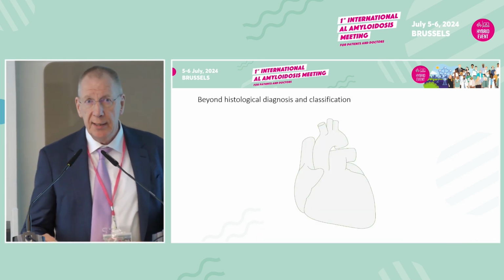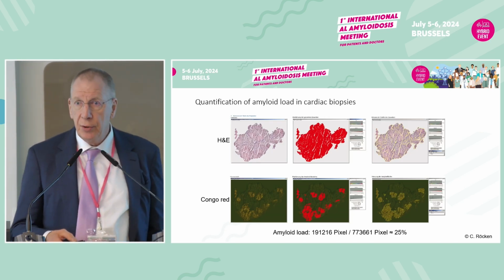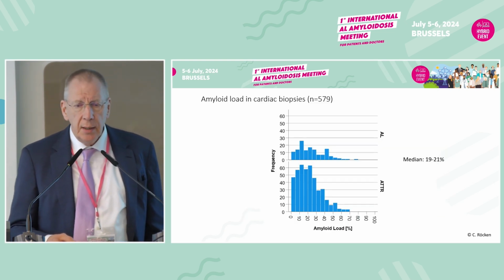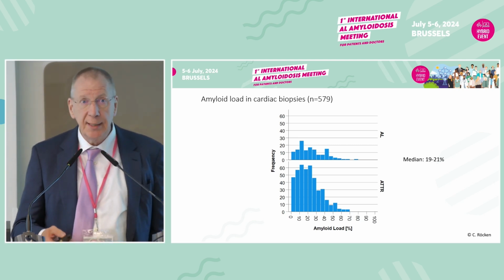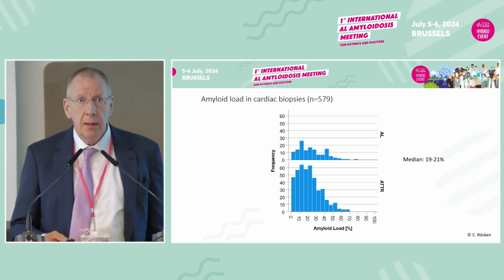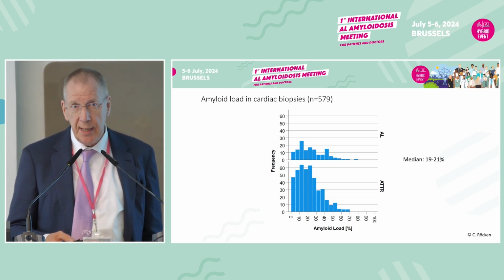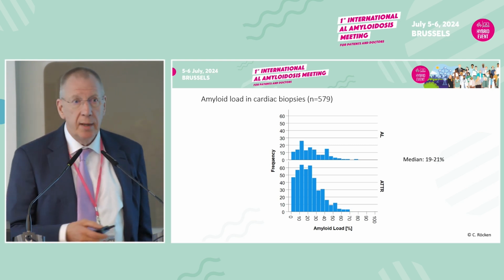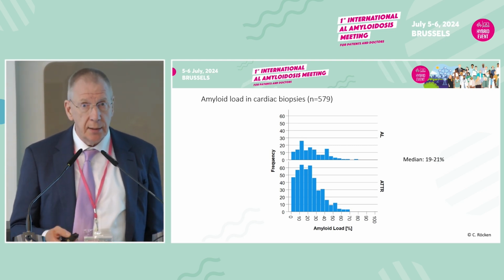So beyond histology and classification, what else can we do? We do quantification of amyloid load on cardiac biopsies. We quantify the amyloid load, and we believe it's clinically important. This is the distribution of amyloid load. If you hear it's about 19% amyloid load in the heart, it sounds like not very much. Indeed, it is a lot. And we do not find amyloid load beyond 70%. That means patients who have more than 70% amyloid load in the heart will not live very long. The median means 50% of the patients we see are clinically symptomatic and have amyloid in the heart.